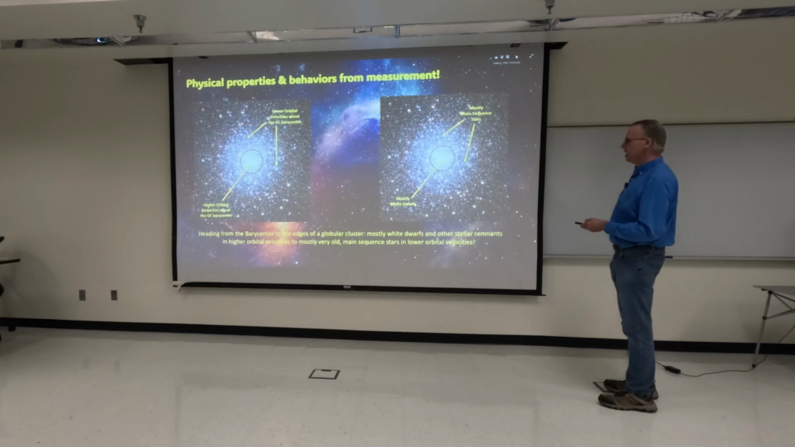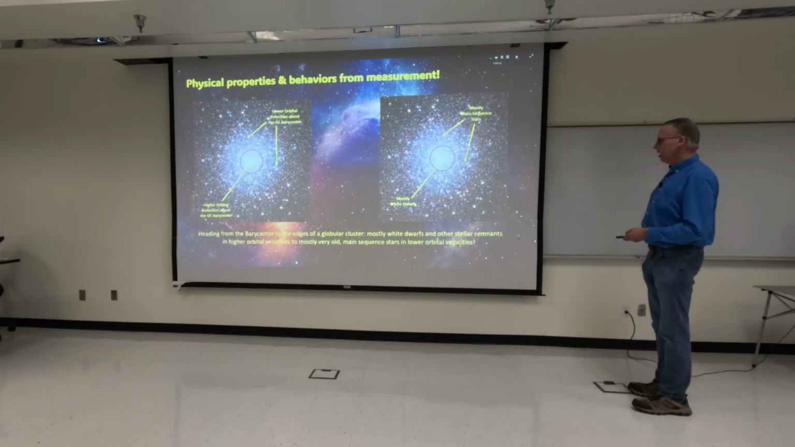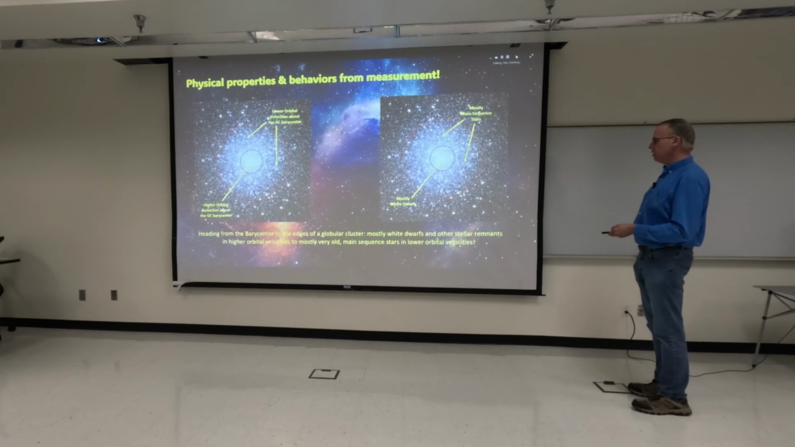What's interesting is that we get higher orbital velocities about the globular cluster's barycenter right here. And then the velocities are a lot lower. That is, they're orbiting a lot less with more of the main sequence stars out at the edge. So the higher velocities are going to be for the very old white dwarfs here, and then the main sequence stars, which are not quite as old, are going to have the lower velocities out at the edge.